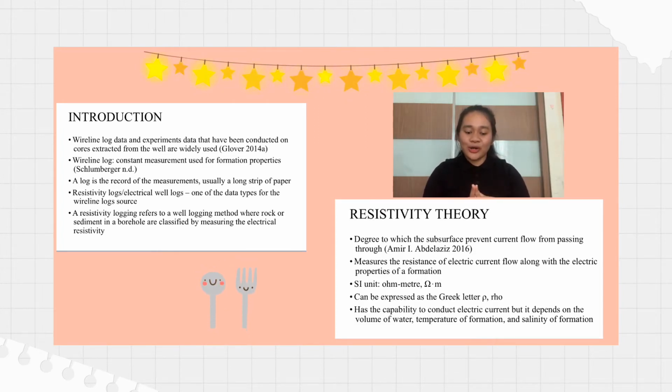For the resistivity theory part, Amir Abdelaziz in 2016 described resistivity as the degree to which the subsurface prevents current flow from passing through. Resistivity measures the resistance of electric current flow along with the electric properties of a formation. The SI unit of resistivity is the ohm meter, and it can be expressed as the Greek letter rho. So finally, resistivity has the capability to conduct electric current, but it depends on the volume of water, temperature of formation, and salinity of formation.